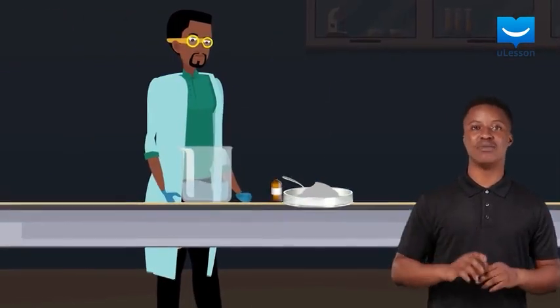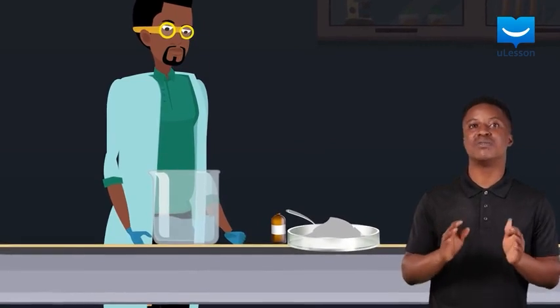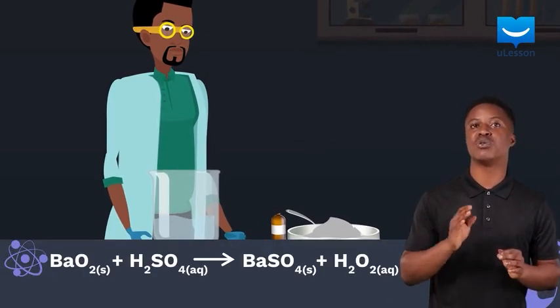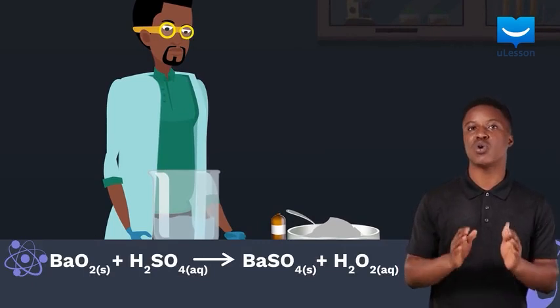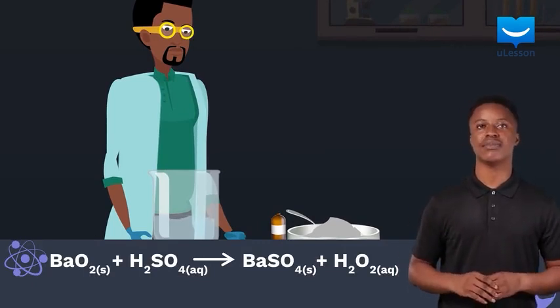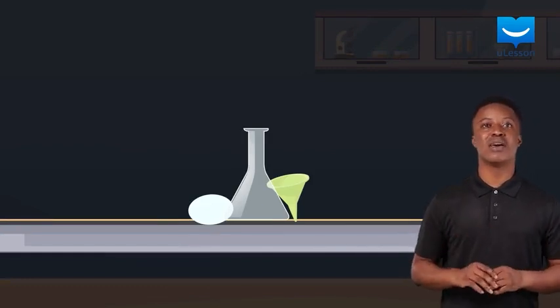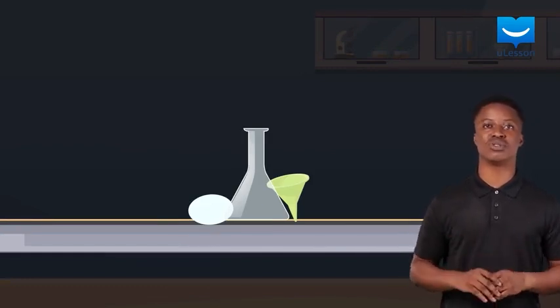After about 15 minutes, the reaction should be complete, and at this point, the contents of the beaker should be barium tetraoxosulfate(VI) and hydrogen peroxide. The reaction that has occurred can be represented by this chemical equation. Barium tetraoxosulfate(VI), being insoluble, can then be removed from the solution by filtration.